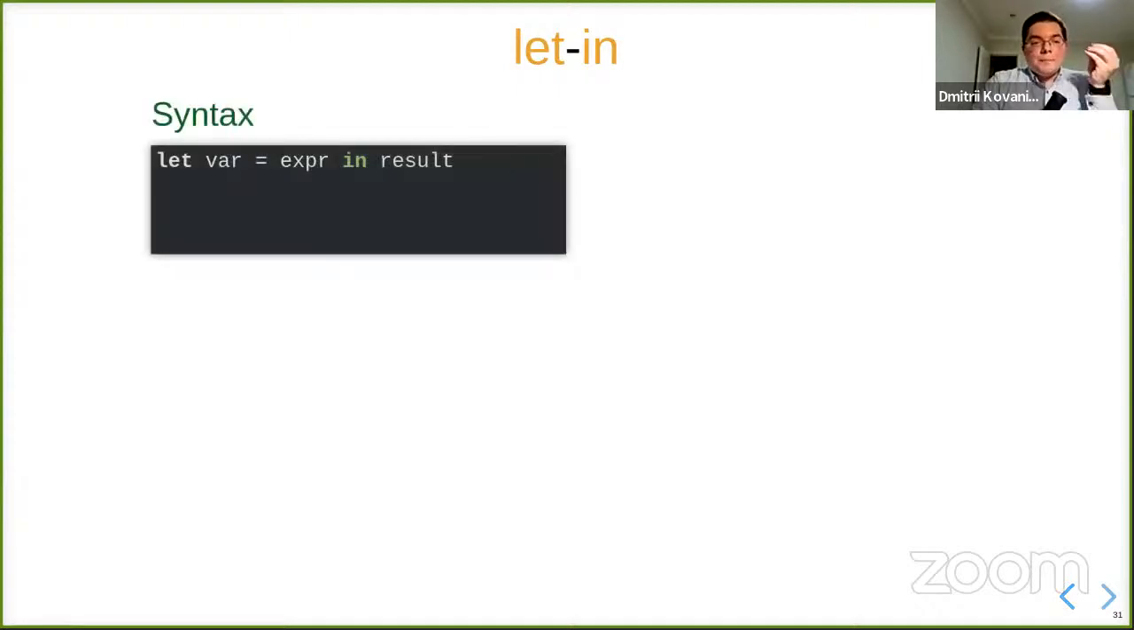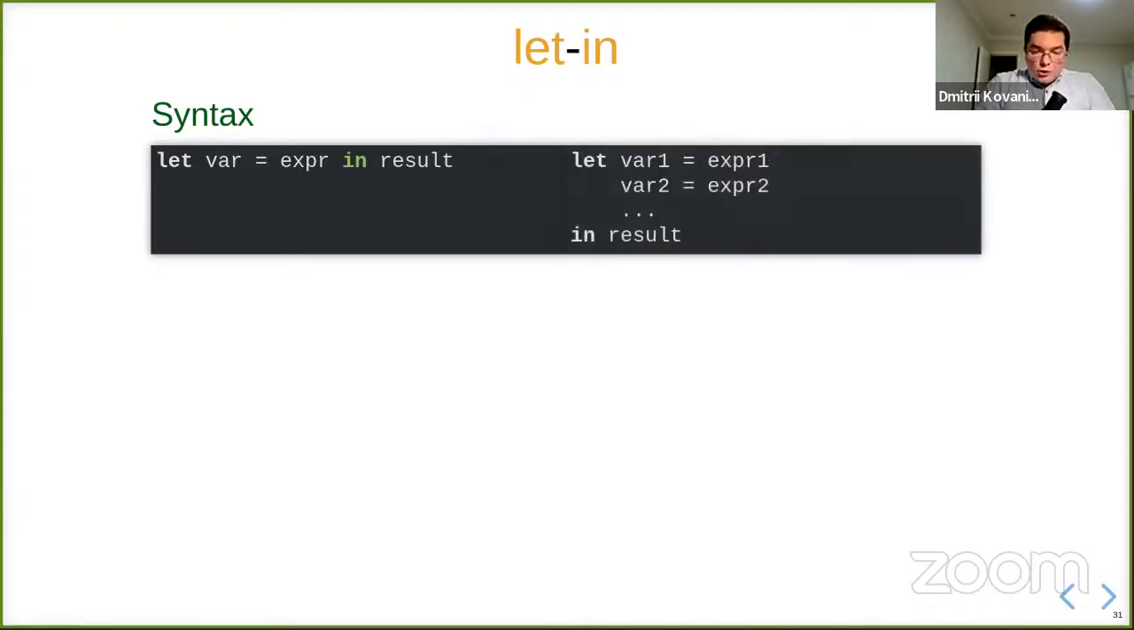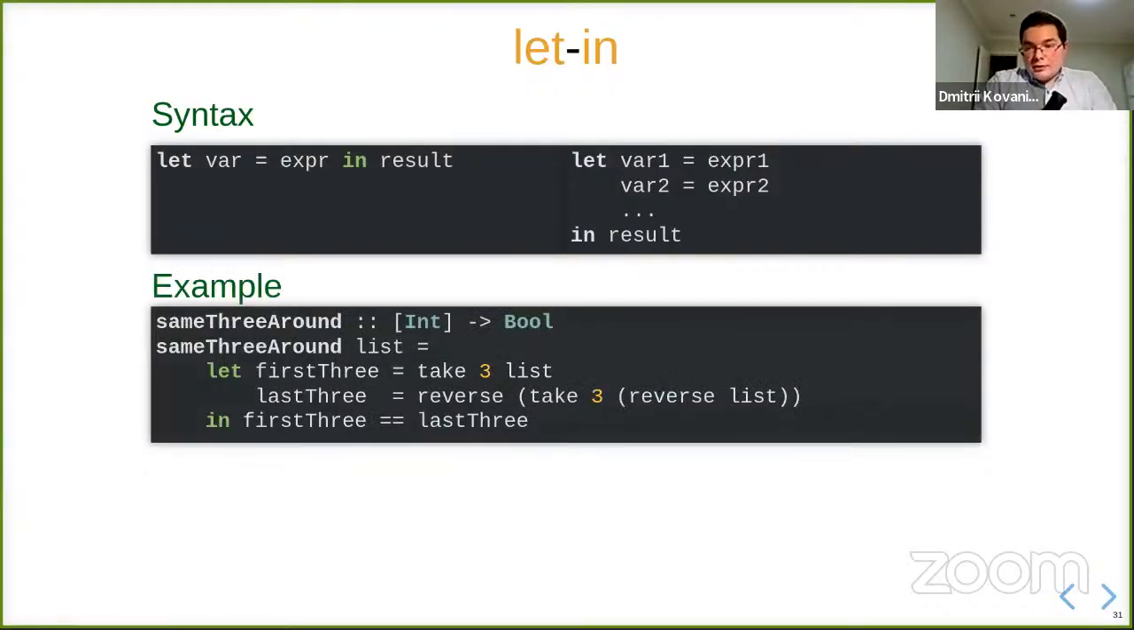Okay, so let in is a way to define your own variables in Haskell. So the syntax is the following: you use the keyword let, you name your variable, you say what expression it equals to, and then you use the keyword in and return some result. Or if you want to specify multiple variables, you put them on separate lines, again keeping the indentation consistent. So let's look at an example.